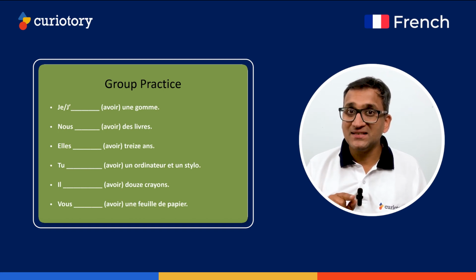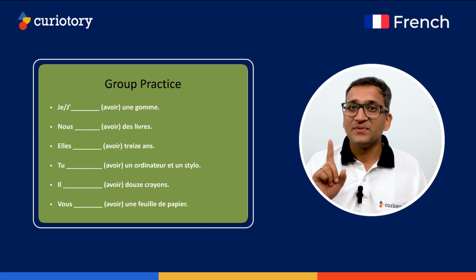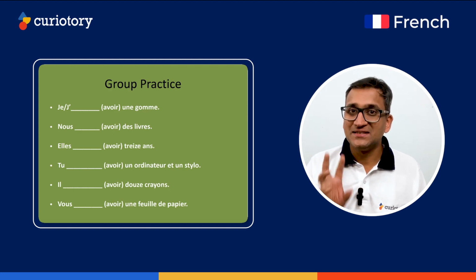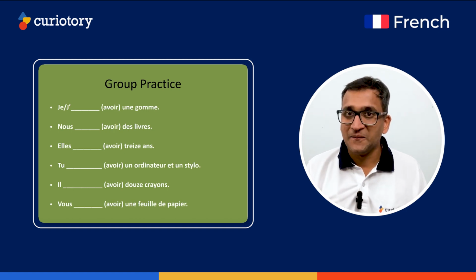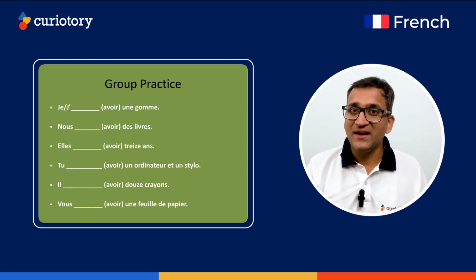And with tu, it is tu as. With il, it is il a again. But again, the spellings are different. With tu, the spelling is different. With il, the spelling of the avoir conjugation is different. So you need to take a note of it, though the pronunciation stays the same. With vous, it is vous avez. I'm giving you another hint: vous avez ending with ez.